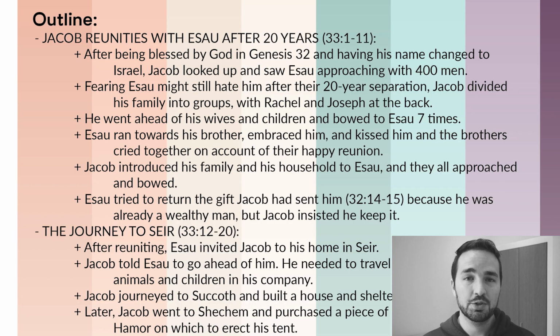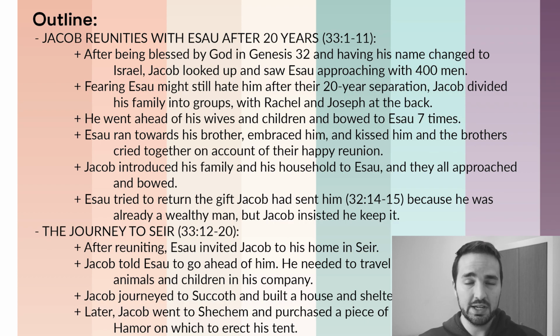I've broken this chapter down into just two sections for our outline. The first section is verses 1 through 11. Jacob reunites with Esau after 20 years apart. So after being blessed by God in Genesis chapter 32 and having his name changed from Jacob to Israel, Jacob prepared to meet Esau, and he saw that Esau was coming to meet him with 400 men. Now, he didn't know Esau's temperament. He didn't know if he was still mad at him for stealing his blessing 20 years before.